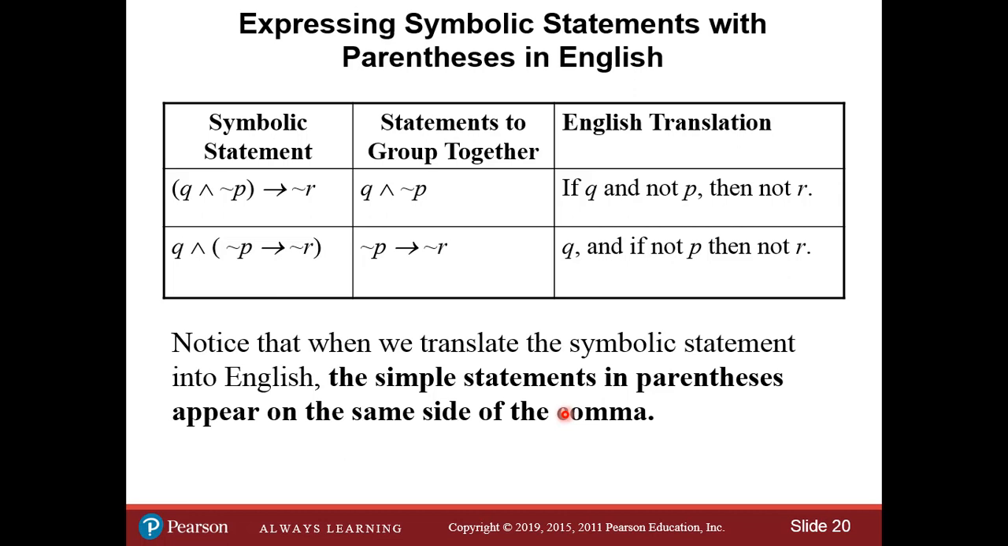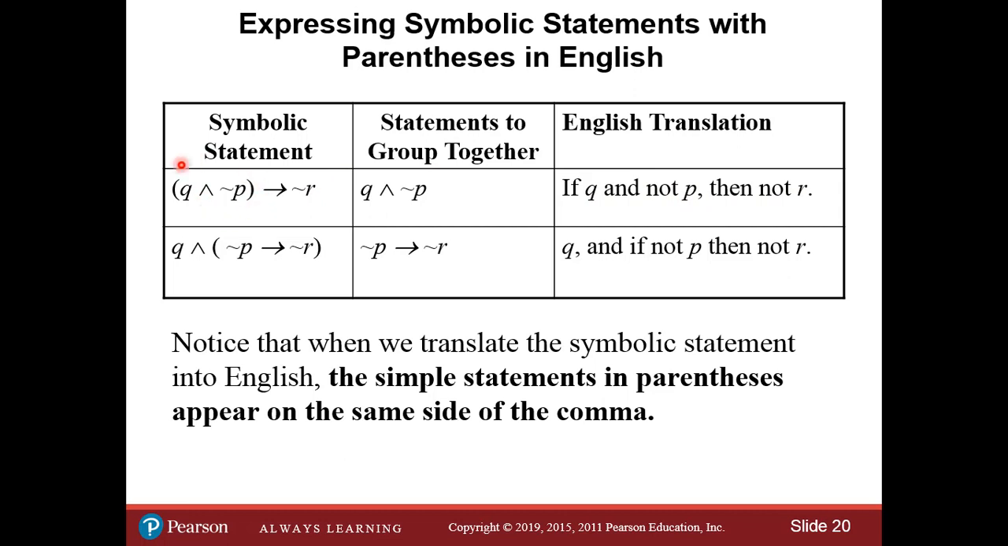So now, let's look at these symbolic statements. We want to express things with parentheses. In a lot of cases, parentheses make a big difference because these parentheses group these compound statements together. Okay, so it's this thing implies this. But if we put the parentheses around here, it's going to be different. Okay, so statements that go together are here, these two go together, and then here it's these two that go together. Okay, so here it says if Q and not P, then not R.